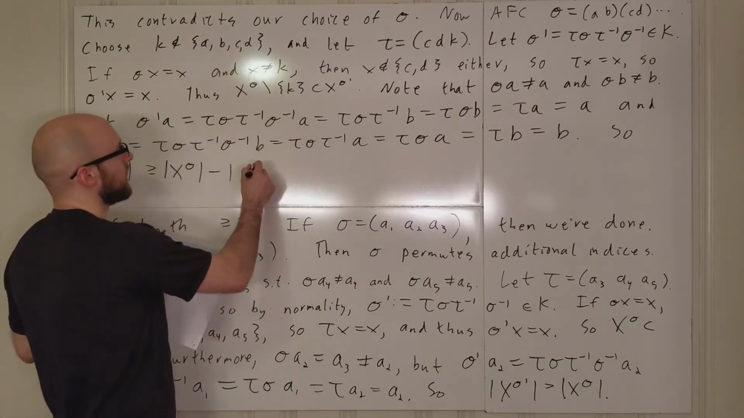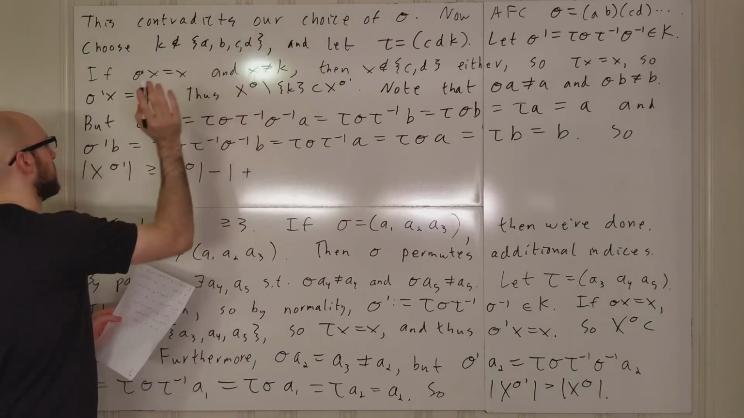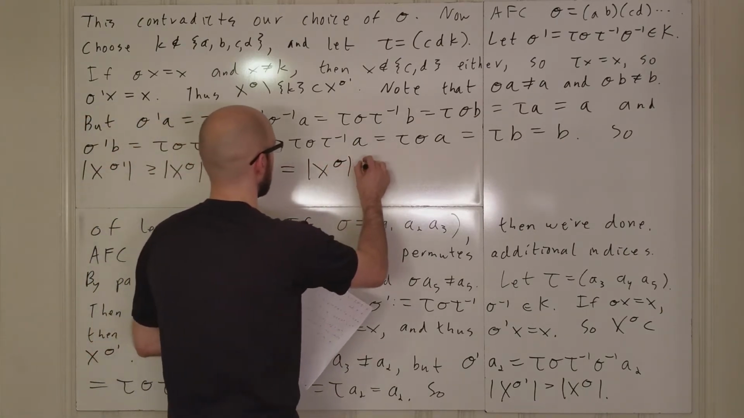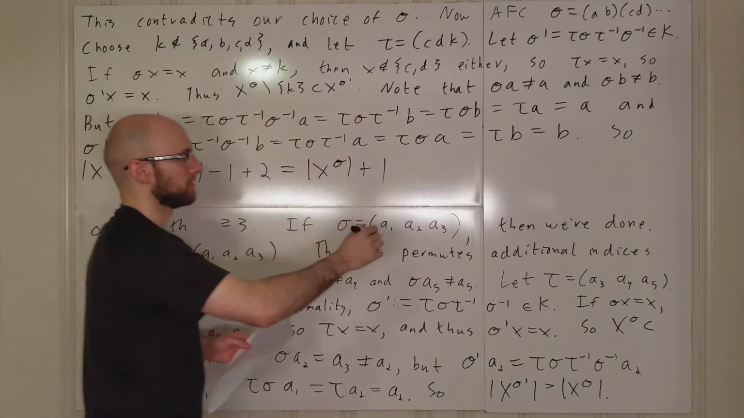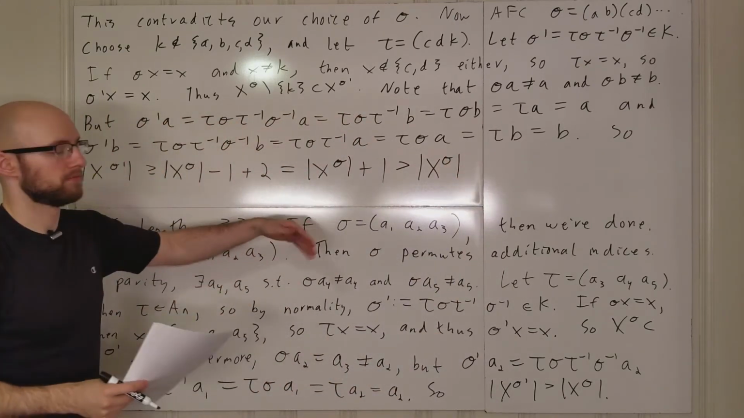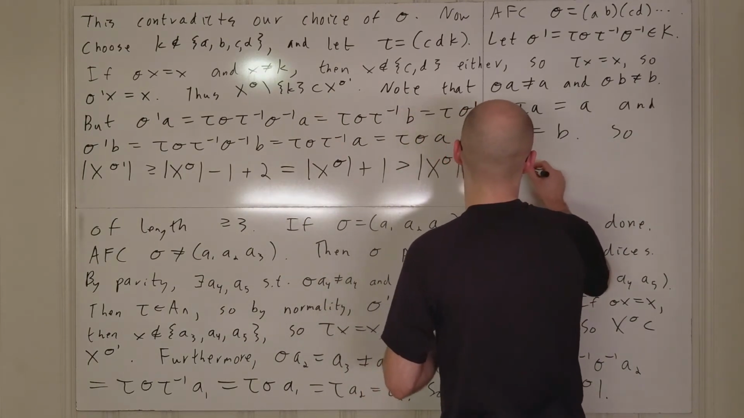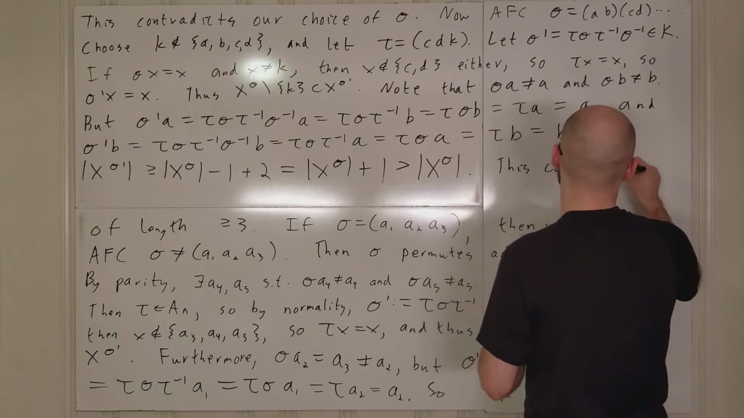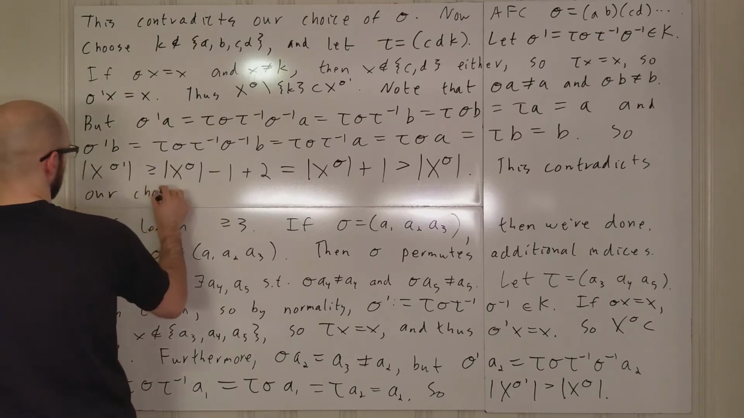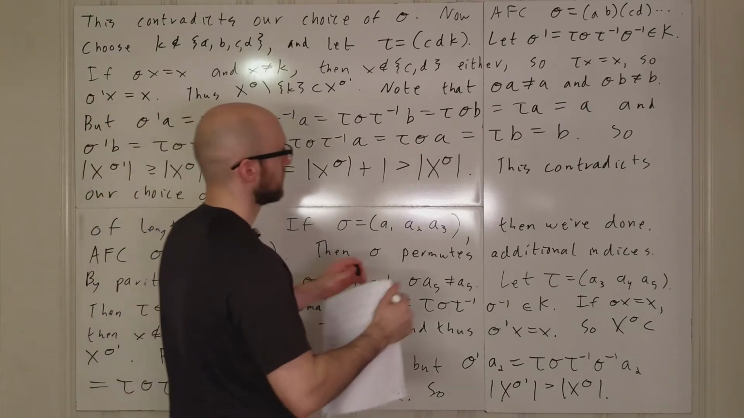But now, because a and b are not fixed by sigma, but they are fixed by sigma prime, we can add 2 here. And so now we just do some math. This is the number of fixed points of sigma plus 1, and neat fact, 1 is strictly greater than 0. And so we got that. This contradicts our choice of sigma.